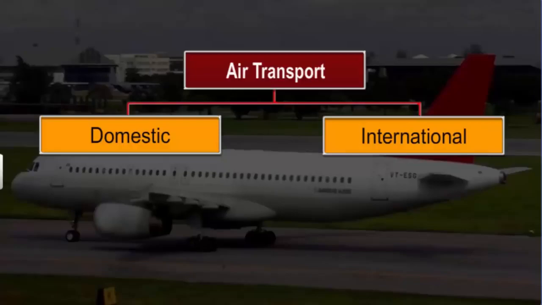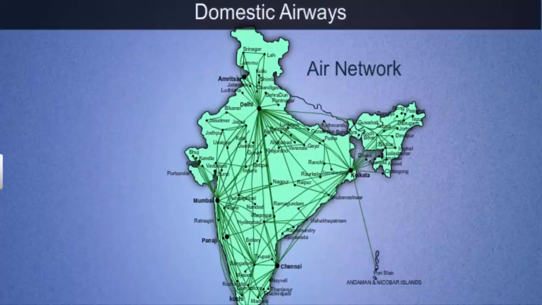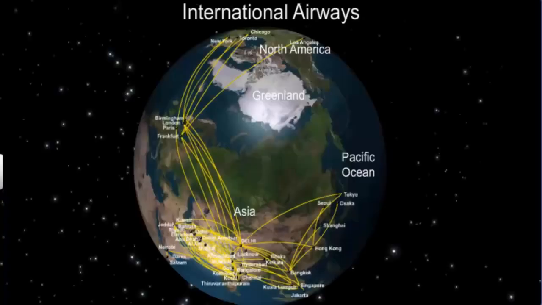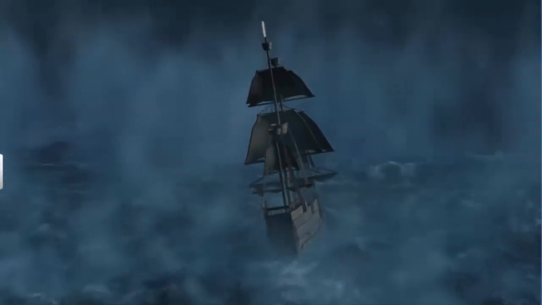Air transport can also be classified as domestic and international. Private and government-run domestic airways connect different cities of India. International airways connect India with destinations in all parts of the world. The development of transport in the world was a gradual process.